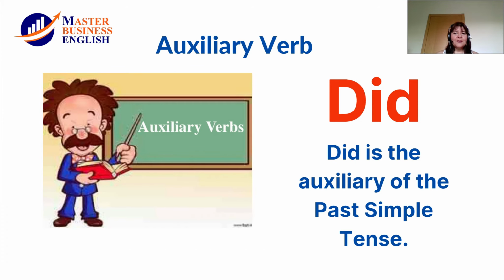Well, we're going to talk about the auxiliary verb did. As you know, did is a verb, but it can also be an auxiliary verb. As an auxiliary verb, it is the auxiliary of the past simple tense. So don't forget that did has two functions. The first one, it is a verb, and the second one, it is an auxiliary of the past simple tense. Let's go see how it works.